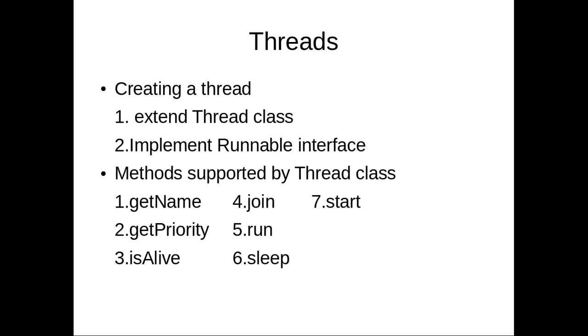Another one is an interface called Runnable, and implementing that. That means you have two methods for creating a thread. One is extending the Thread class, and the other is implementing the Runnable interface. And the methods supported by the Thread class are getName, getPriority, isAlive, join, run, sleep, and start.